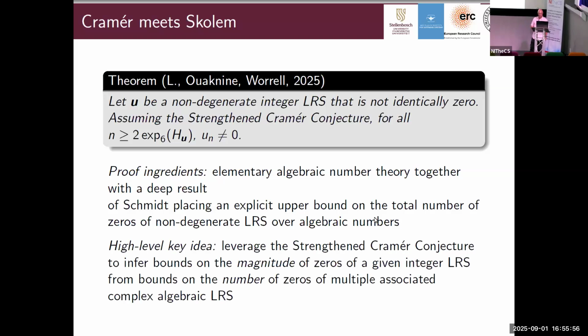Alrighty. So that's the high-level key idea: to leverage the strengthened Cramér conjecture to infer bounds on the magnitude of zeros, because we have bounds on the number of zeros, but somehow we have to transform them into bounds on the magnitude of zeros. And that's where these results about primes come into the picture.